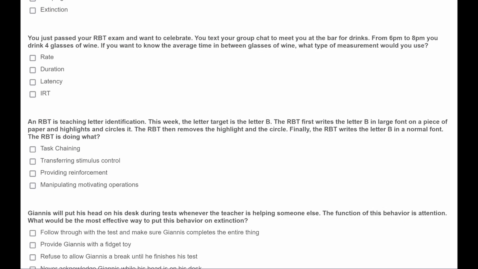We can use latency. Latency is going to be the time in between the SD and the response. Or we can use IRT, inter-response time, which is the time in between responses. Duration is simply the length of a single response, which is not what we're looking for. We're not looking for how long it takes us to drink a glass of wine. We're looking for time in between. So if we look at latency, which is from the SD to the first response, not necessarily what we want, right? Because we want the average time in between all glasses of wine. So in between all responses. So if we're looking for the average time in between all of our responses, we're going to use IRT or inter-response time.